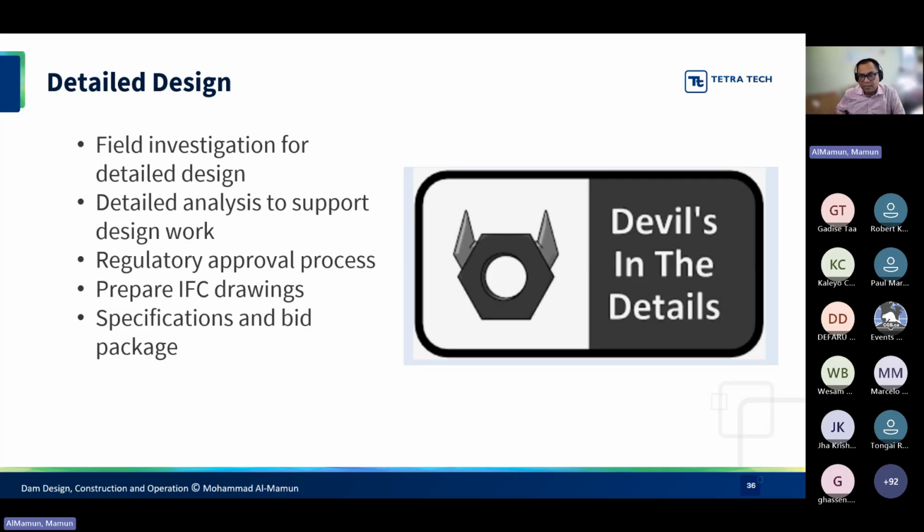But the important thing is that, as we all know as engineers, the devil's in the details, right? So this is the most challenging part of the project, where we really have to understand all the details, evaluate the risk, and come up with an optimized design.